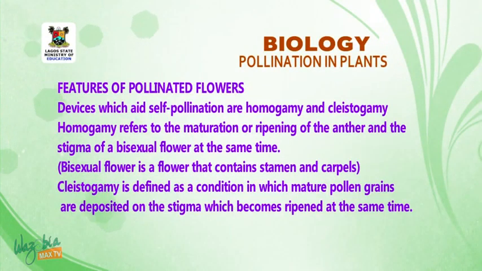Devices which aid self-pollination are homogamy and cleistogamy. What is homogamy?